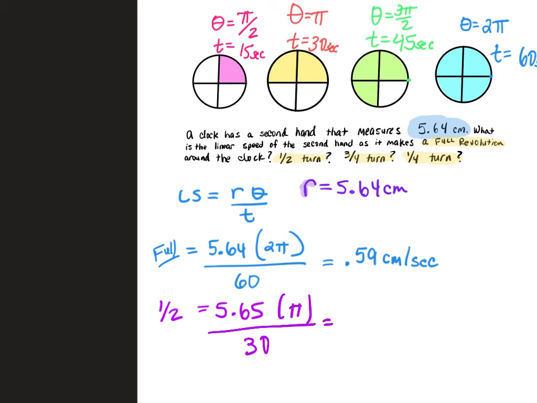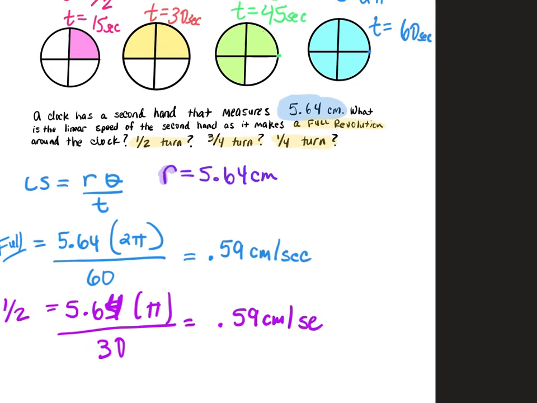Okay, so let's do that in our calculator. 5.65 times pi divided by 30. Oh, my bad. This should be 4. Thanks. Thank you. 5.64 pi divided by 30. What do you get? 0.59 centimeters per second. Okay.